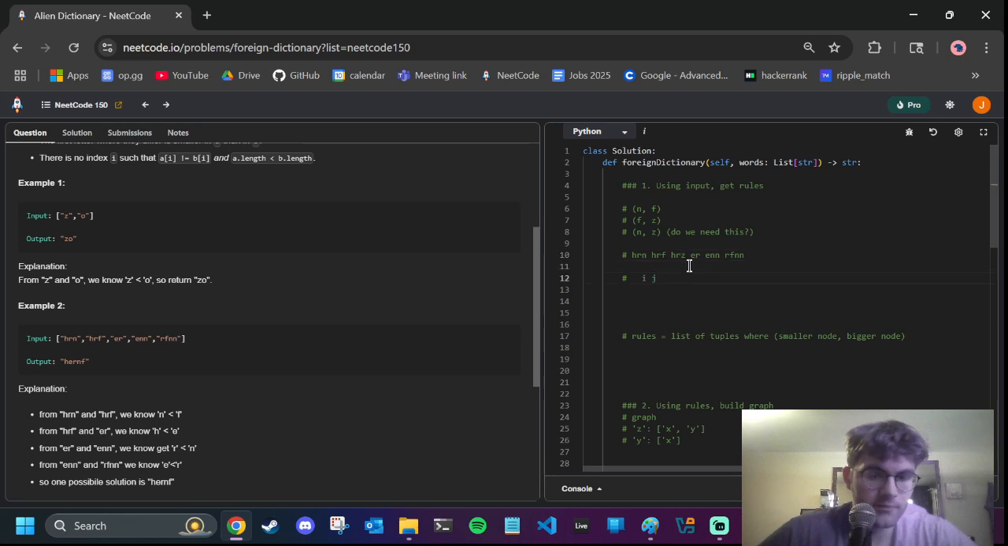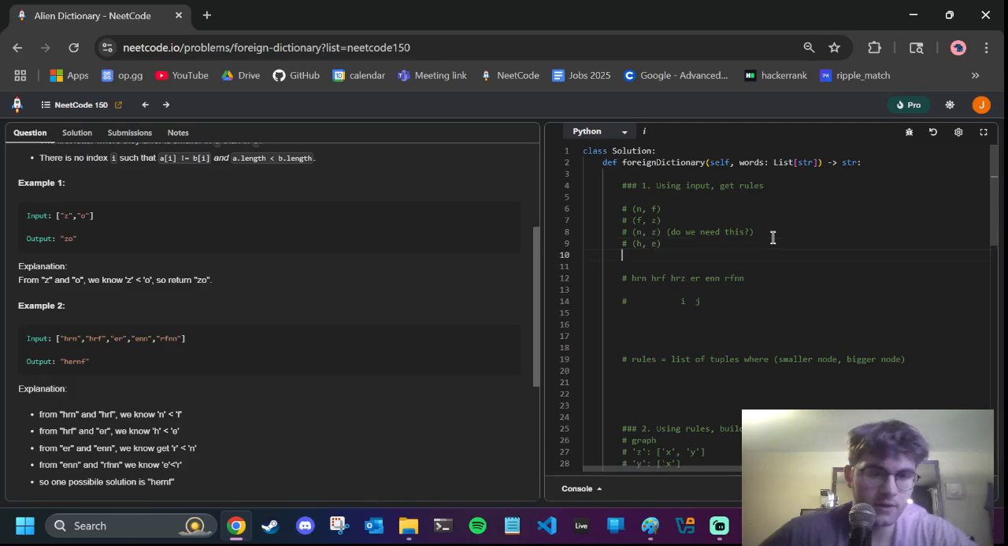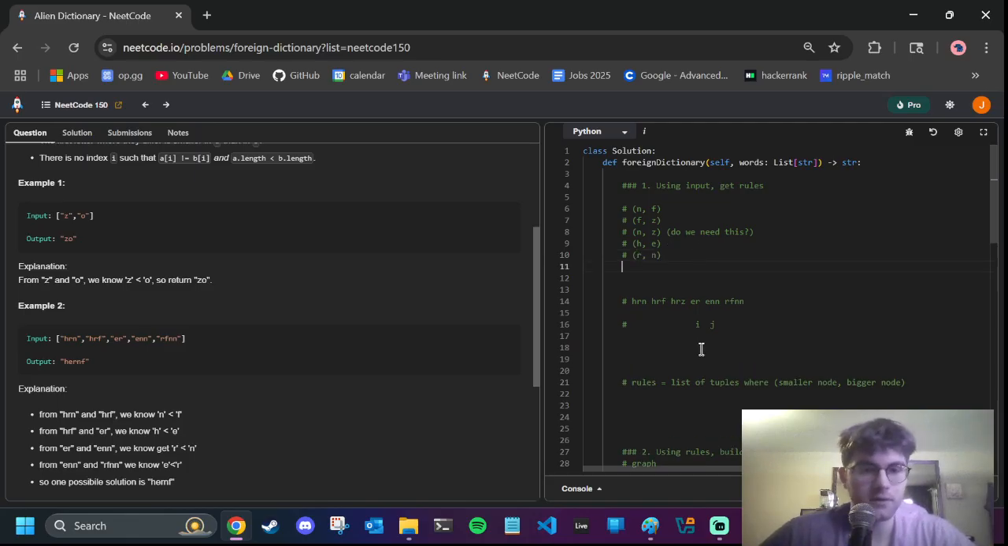Anyway, that being said, we'd move our pointer. We just compared those, so now we'll compare these. The first one is not the same, so we know that h is less than e. And that's all we do for those. Now with this one, the first is the same, so we check the second. The second is not the same, so we know r is less than n.